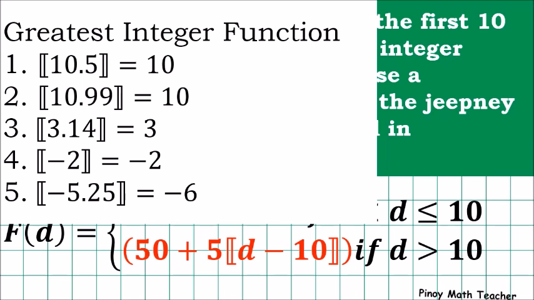3.14, that is equal to 3. Number 4, so negative 2, that is equal to negative 2, kasi integer na ito. Number 5, so negative 5.25, that is equal to negative 6. Sir, bakit po negative 6? Kasi, ira-round down natin sa number na mas mababa sa number sa loob. Negative 6 is lower than negative 5.25.